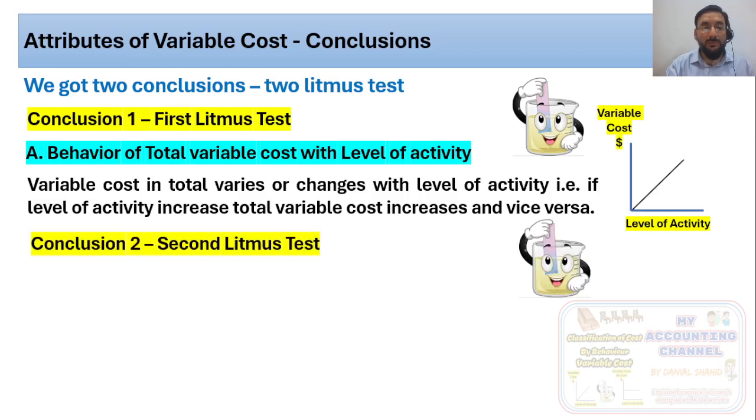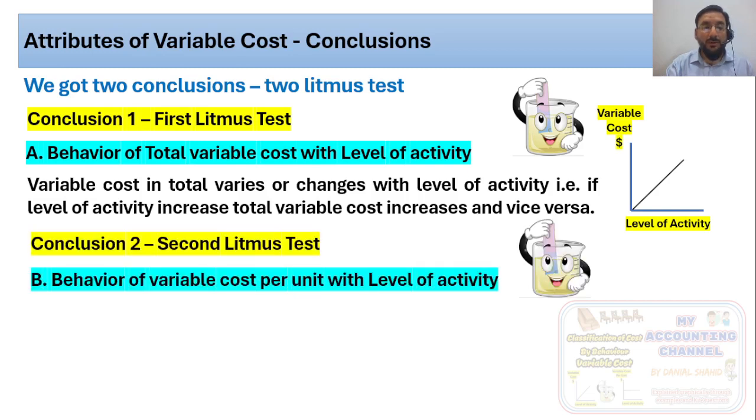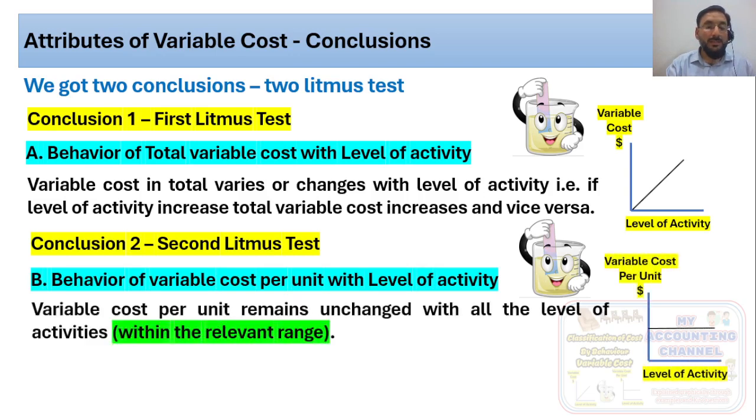The second litmus test is the behavior of the cost per unit. For variable cost, the variable cost per unit will remain unchanged and will be constant within the relevant range.